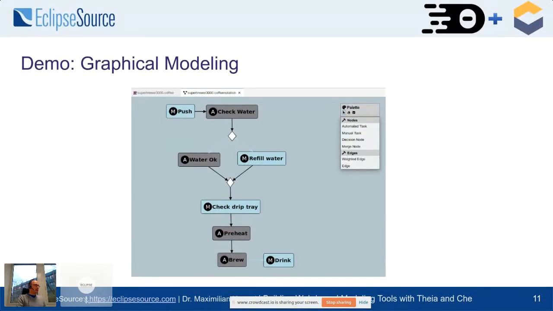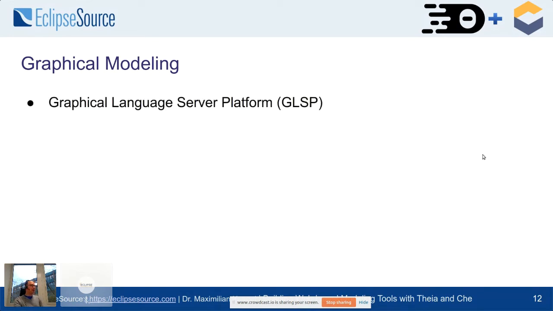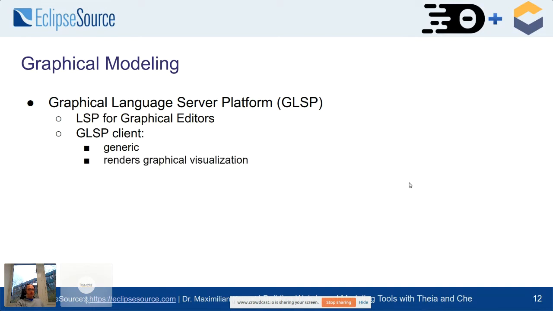So back to the slides. How is that being achieved? The graphical modeling is done with a component called GLSP, Graphical Language Server Platform. The idea of the Graphical Language Server Platform is basically the same as for the language server protocol, but just for graphical editors. So again, we have a GLSP client. The GLSP client is generic, so it does not understand the language-specific parts of that particular activity coffee maker diagram. It just is responsible for rendering the graphical visualization and for interacting with the user.